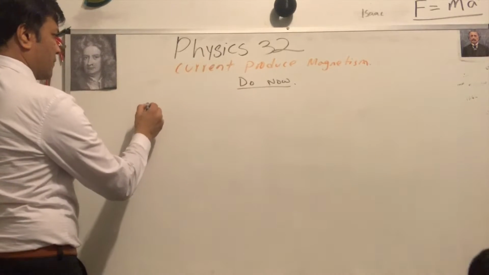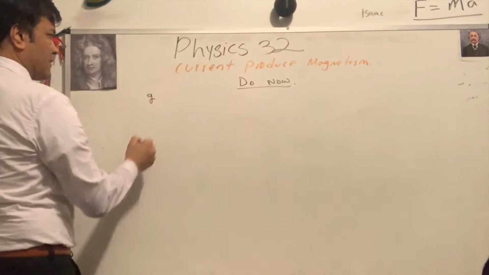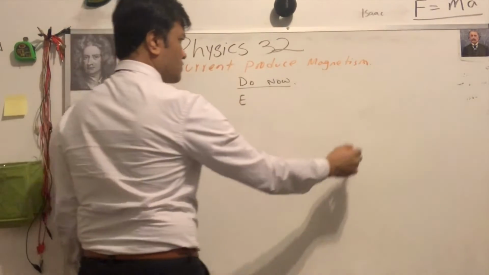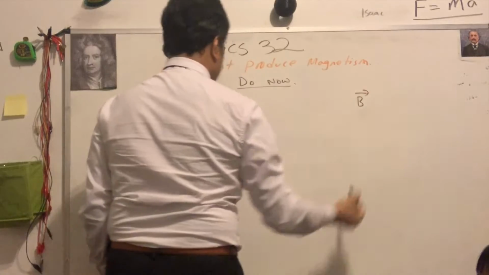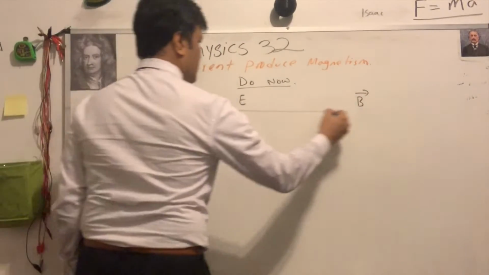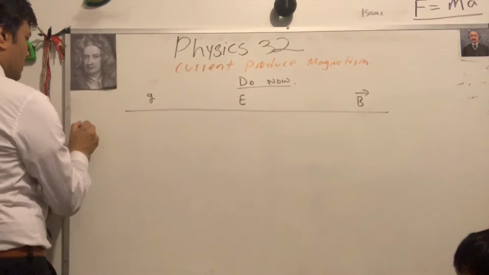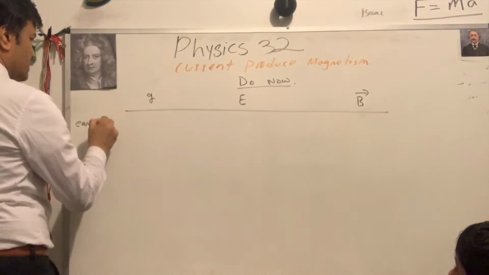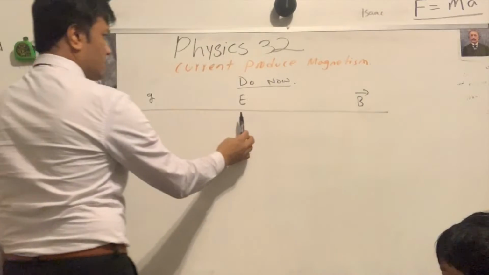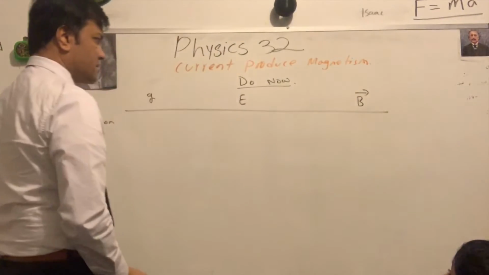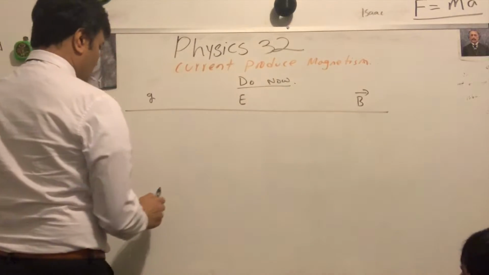So you're going to first draw the gravitational field, and then you're going to draw the electric field, and you're going to draw the magnetic field. Alright, so first you're going to write the equation for gravitational field. You're going to write the equation for electric field. You're going to write the equation for magnetic field, and then you're going to draw.